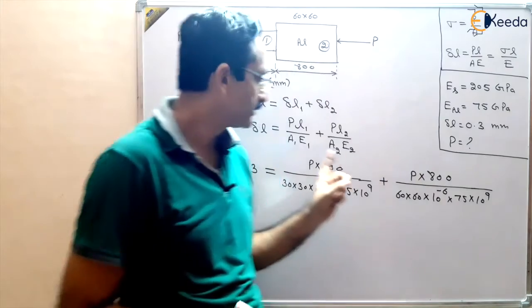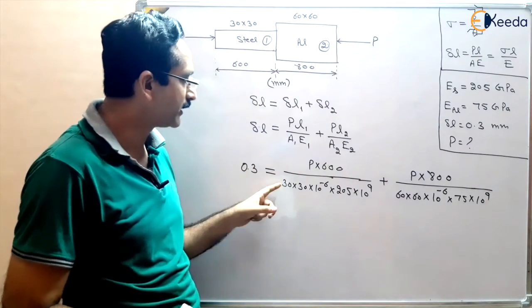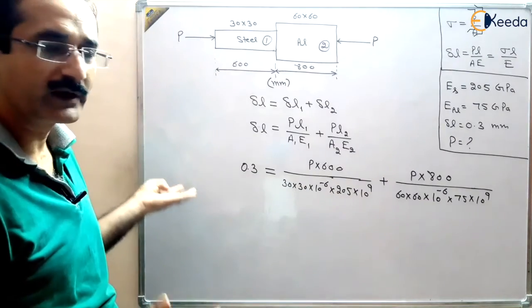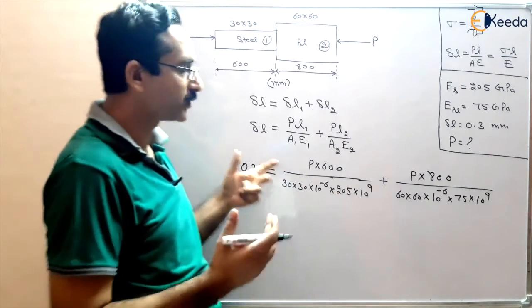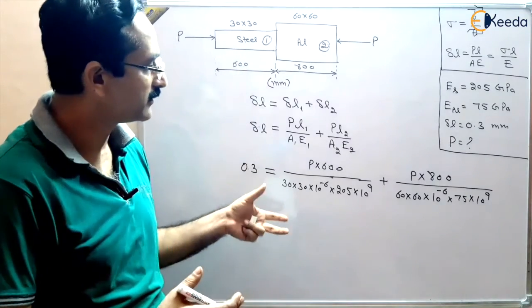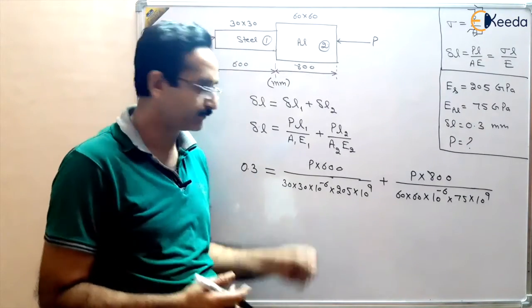Now here, how many unknowns are there? Only one unknown. What is the unknown? P. Other things are known, so it can be solved very easily. Try to solve it, take your time, use a calculator and solve it, and then I am writing the final result, right?